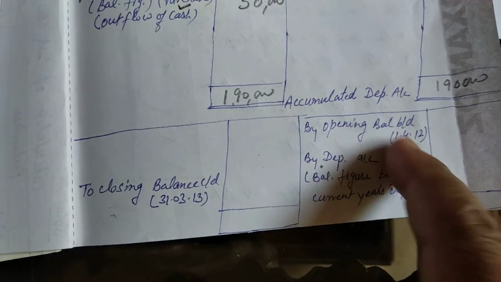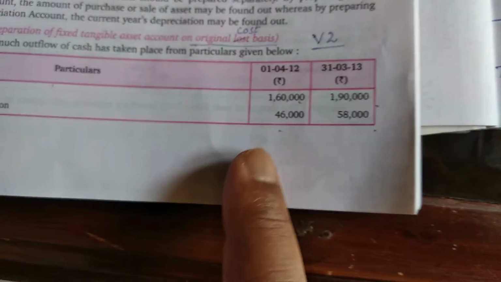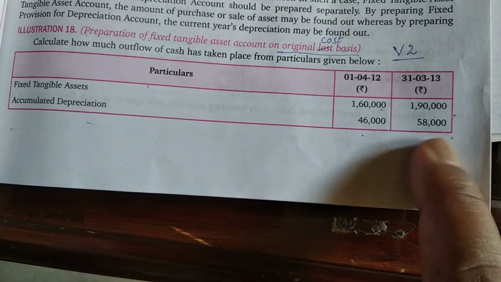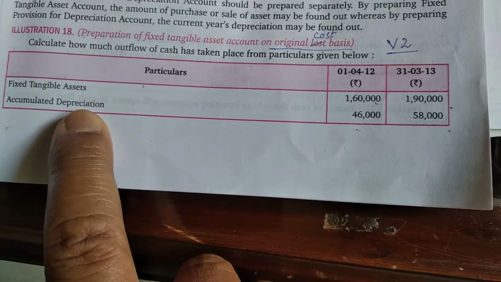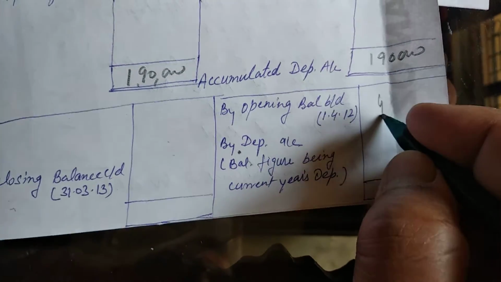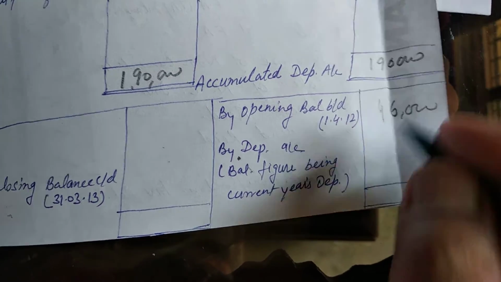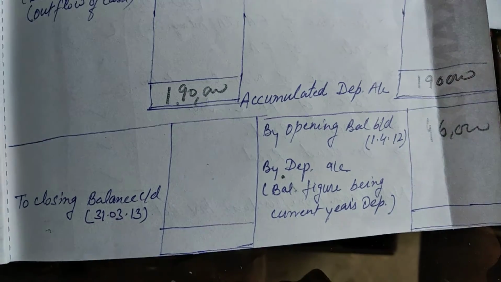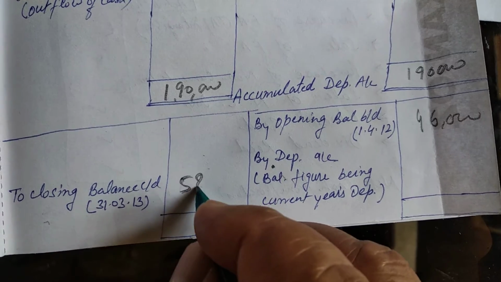Now we go for accumulated depreciation account. Here you see, this is the opening balance, this is closing balance. It is sort of liability. So what we do, this opening balance will come in credit side. Here it is written opening balance, and closing balance will come in credit side.